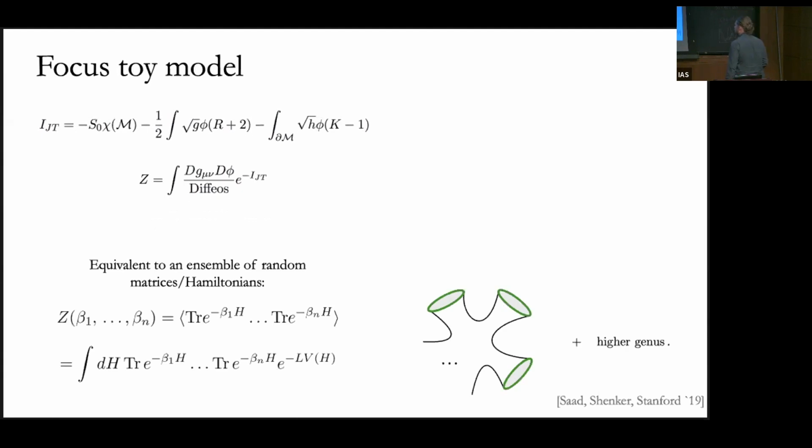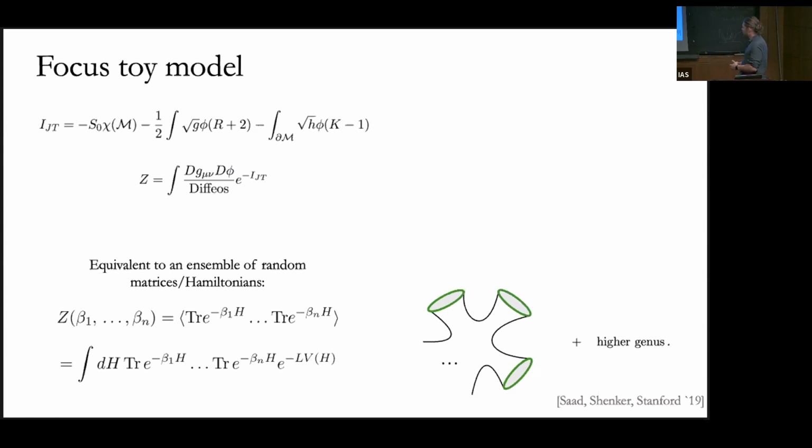A second important ingredient that we'll be using in today's talk is Saad, Shenker and Stanford's finding that this model of JT gravity, or even more general models of dilaton gravity, are all equivalent to matrix integrals. If I want to compute a multi-boundary partition function, such as the one portrayed here, where I portray asymptotic boundaries by lines, one simply has to insert in the matrix integral a series of thermal partition functions of the matrix H.